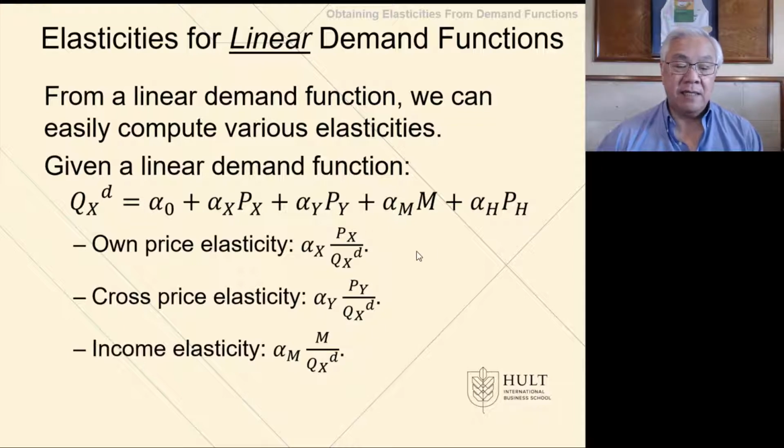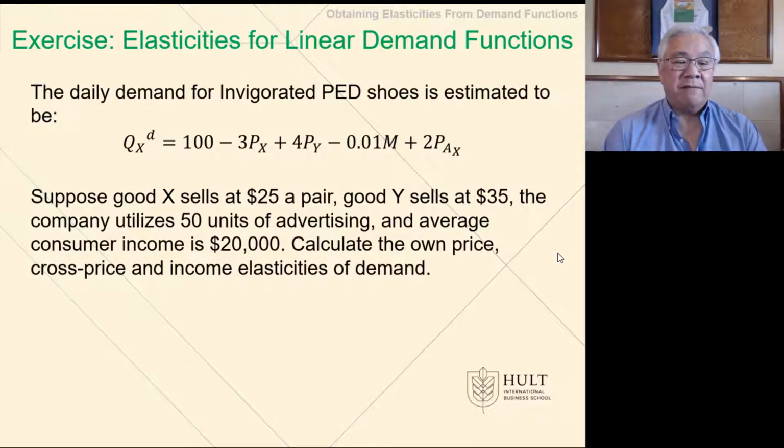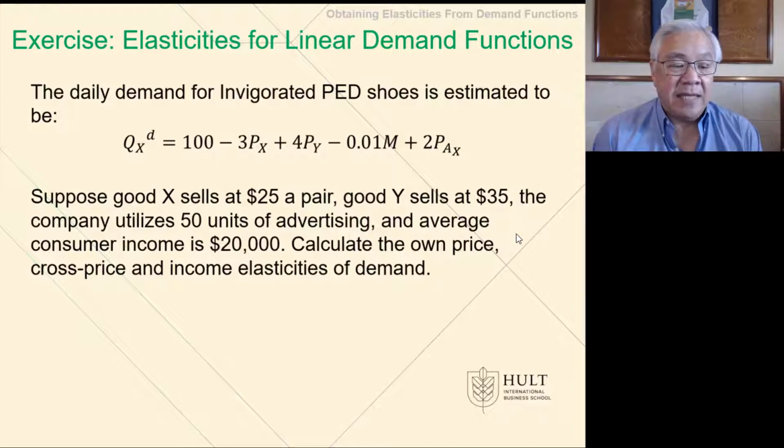And income elasticity is alpha M times M divided by the quantity of X demanded, right? So this is a shorthand way to get elasticities based on a linear demand function. So let's try this out. Here we have the daily demand for Invigorated Ped shoes, estimated to be this expression, which looks familiar. Suppose that X sells at $25 a pair, Y sells at $35, and the company utilizes 50 units of advertising with average consumer income of $20,000, and we're going to calculate the own, cross, and income elasticities.